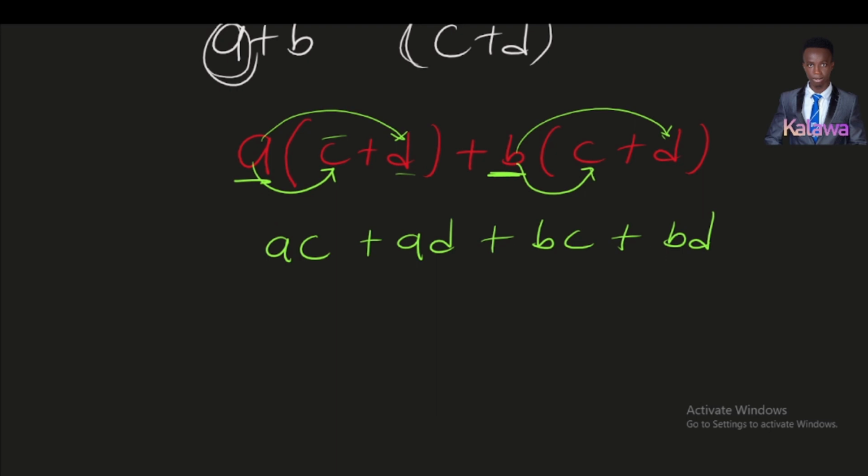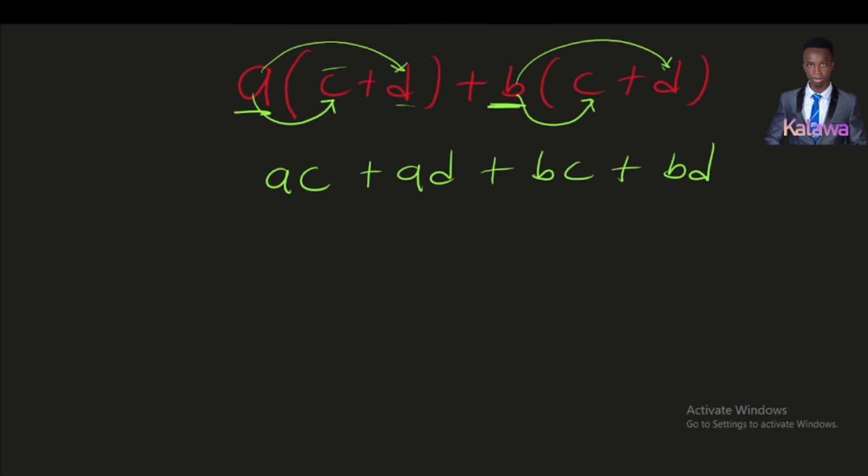So let's see. Do we have any like terms here? Of course, no. We don't have any like terms here. But the method is saying that after we remove the bracket, we now collect like terms if there are any. But in this case, there is no like term. So let's take a proper example and see how it works.